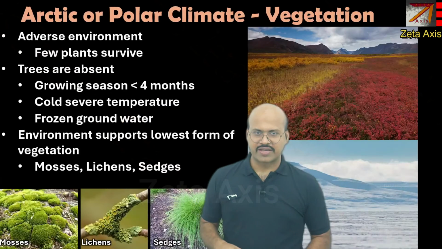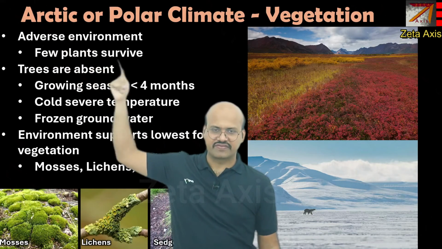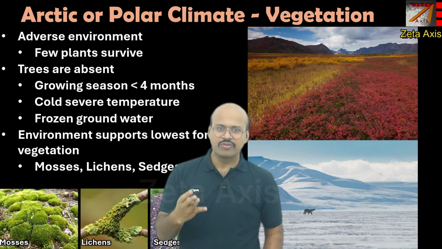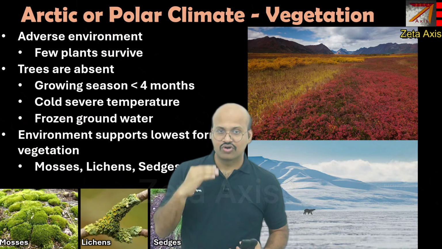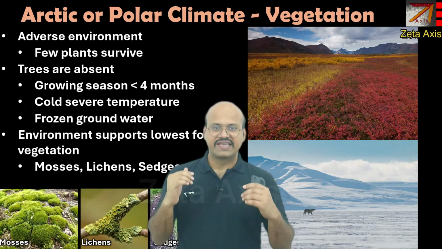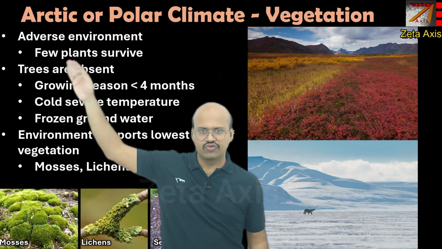Now let's see the vegetation in the polar type of climate. Because of the adverse environment, few plants survive. We have seen that there are only 4 months of summer and the rest is very cold winter. The temperature is below 0 degrees Celsius for 8 months. Therefore, because of the severe climate over here, very few plants survive.